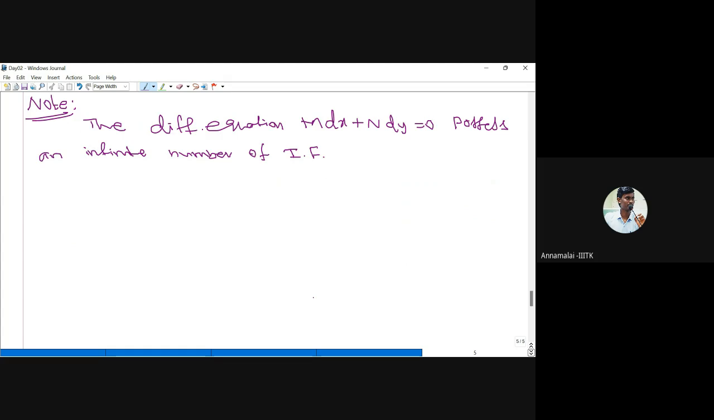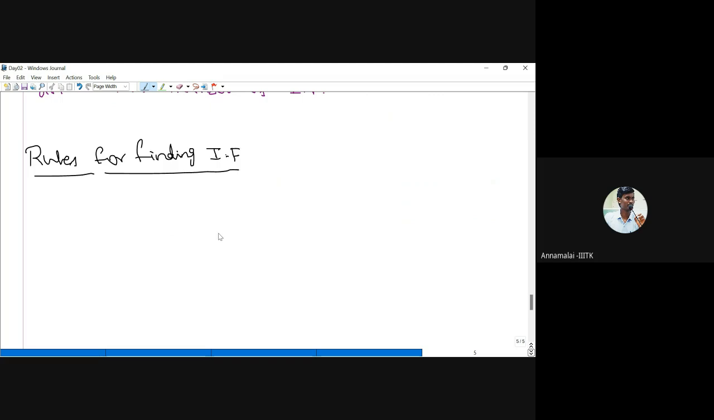Now the next thing is rules for finding the integrating factor. We find the integrating factor only when the equation is not exact. Not exact means ∂M/∂y is not equal to ∂N/∂x. Now, what is the first rule? Rule 1.